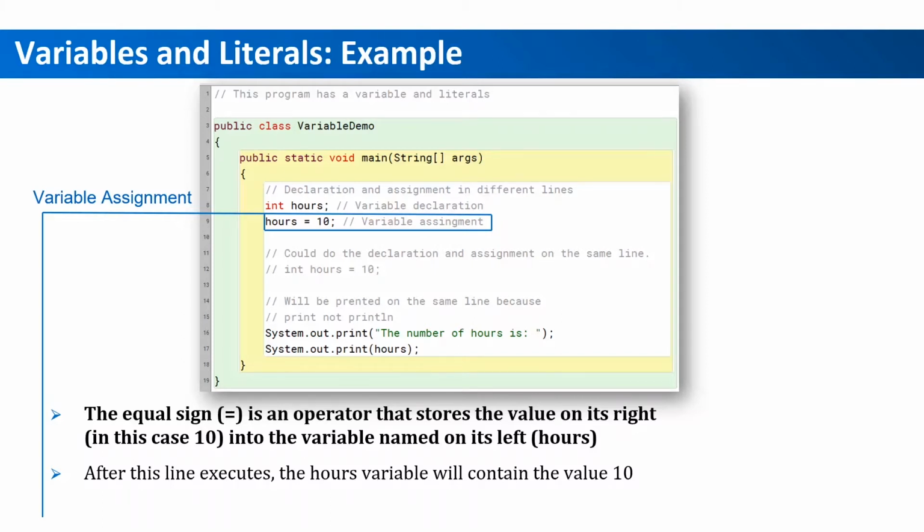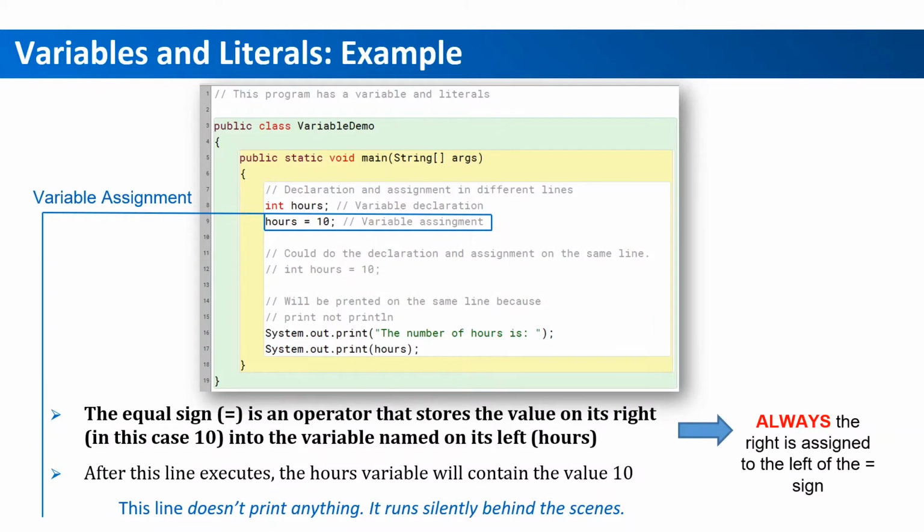Assignment statements are invisible. You don't see the action, and it won't print anything to the screen. Instead, the assignment and the memory modification will be done in the background. A common mistake for new programmers is to confuse the assignment statement. It's essential to know that in the assignment, the value to the right of the equal sign is assigned to the variable on the left of the equal sign.